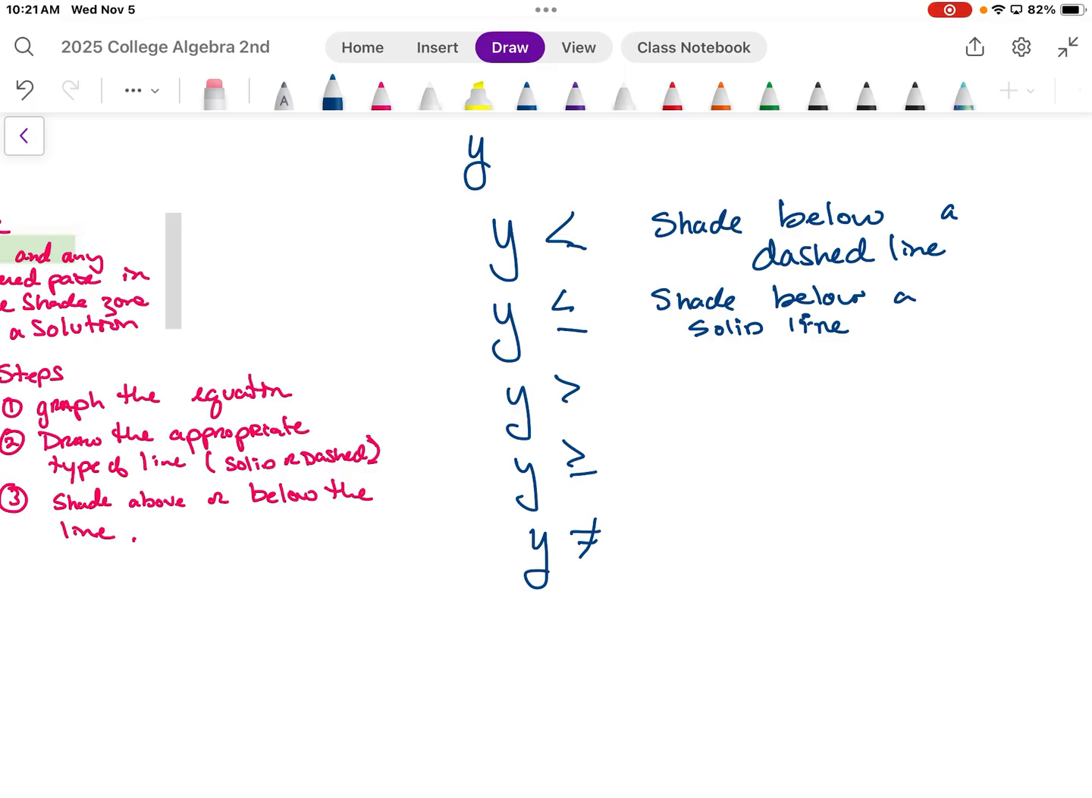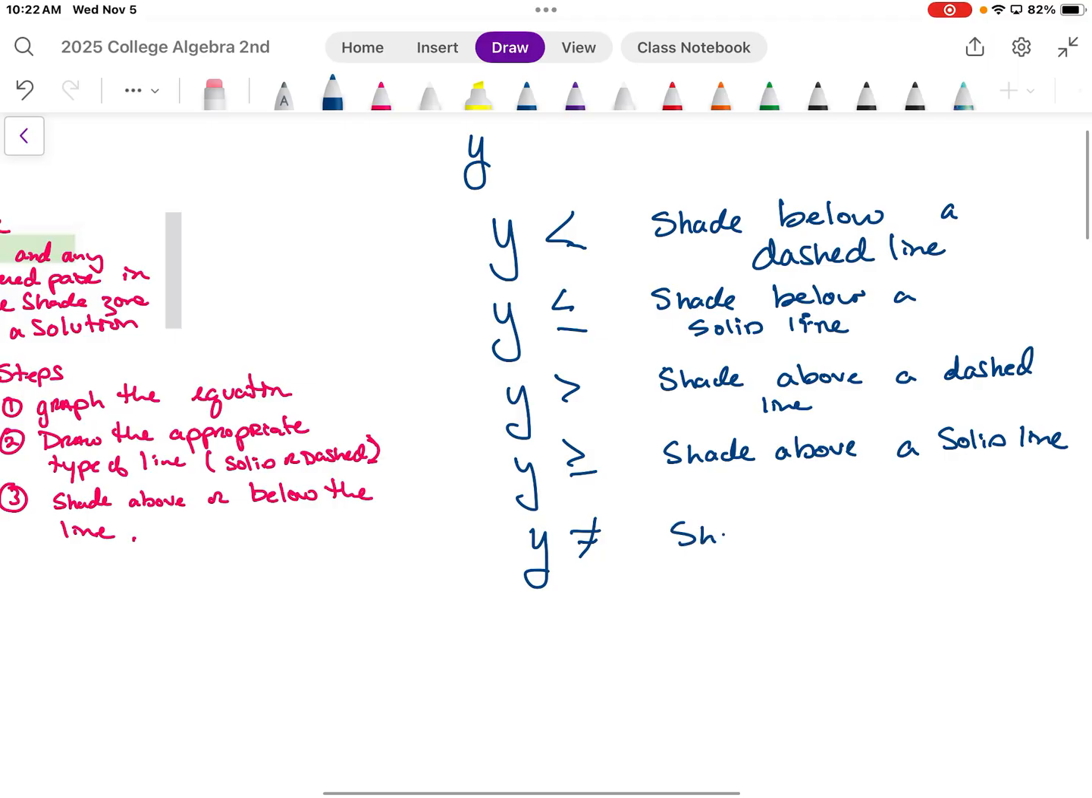Next one down says y is greater, so we shade above a dashed line, because again, there's no bar. The bar indicates that it's a solid line. Then the next one we shade above a solid line. And the last one we shade above and below a dashed line. We don't see those used that often, but that's basically what it is.